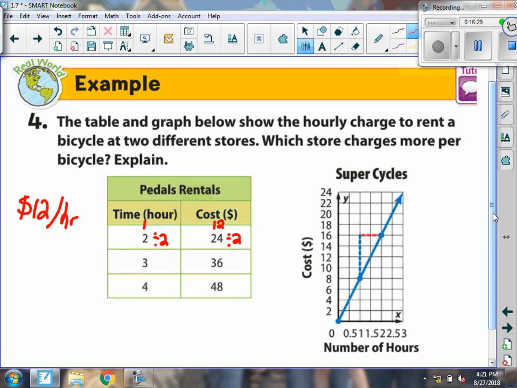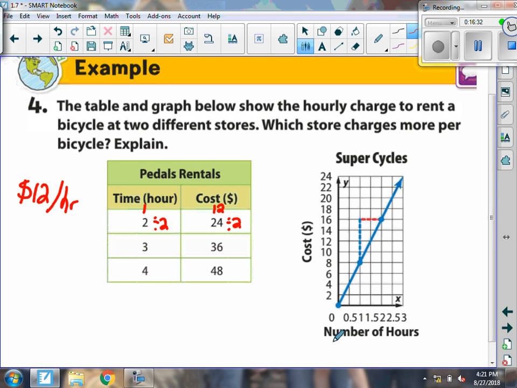Now let's look at Super Cycles. How much is it for 1 hour here? So we have the number of hours on the bottom. So we have 0.5, 1, 1.5, 2, 2.5, 3. These numbers are really close together, so be very careful how you read them. You don't want to accidentally go to the wrong one. So we have our number 1 right here. So that's 1 hour. Well, how much does it cost for 1 hour? So I'm going to follow this up until I hit my line. And then I'm going to go over. So how much does it cost for an hour? It costs $8 an hour.